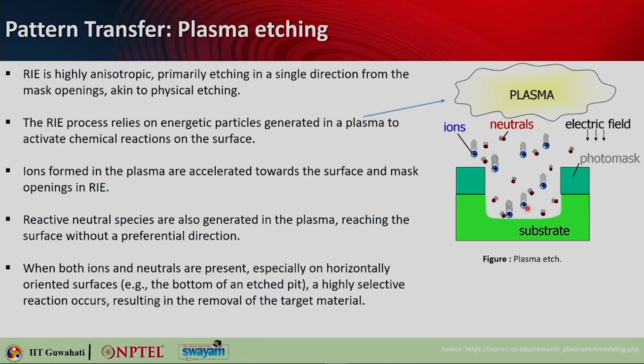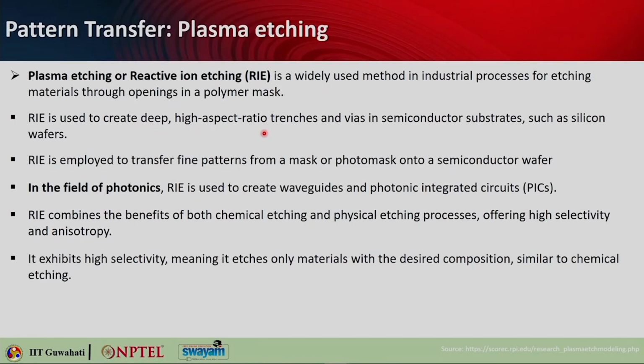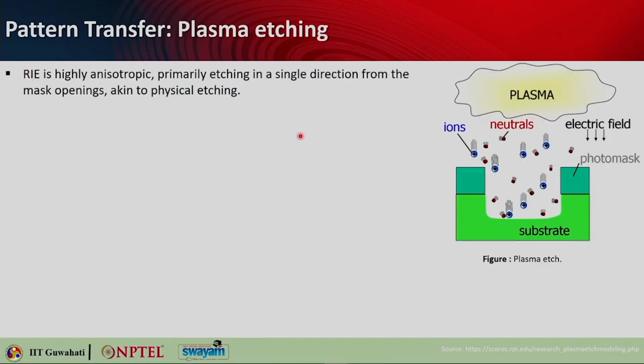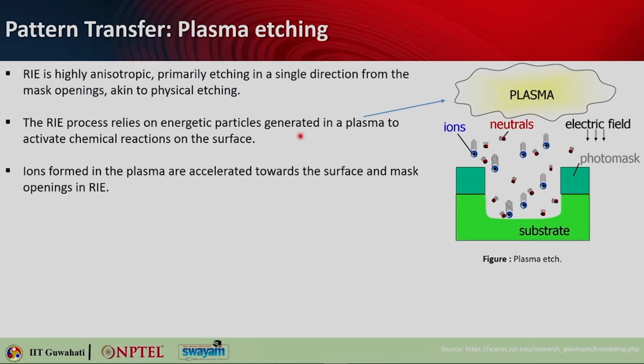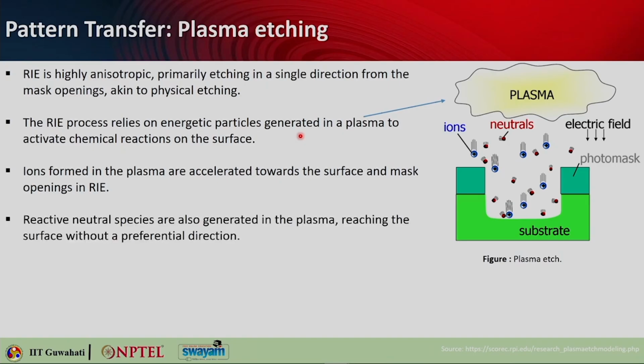So, when both the ions and neutrals are present, especially on horizontally oriented surfaces, for example the bottom of an etched pit, a highly selective reaction occurs, and that actually gives you the removal of the target material. So, as you understand, plasma etching or reactive ion etching is very important in situations where you want very deep high aspect ratio trenches, and these are very important for some intricate nanophotonic or nanoelectronic structures.